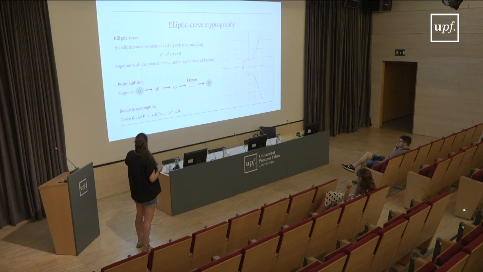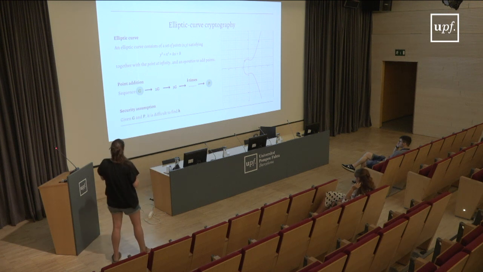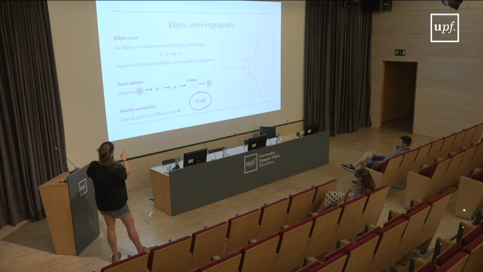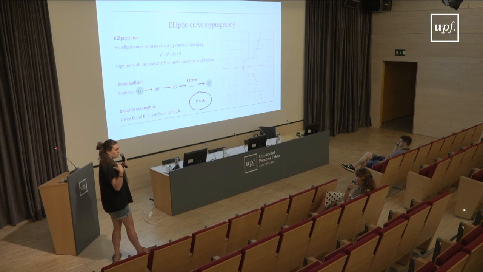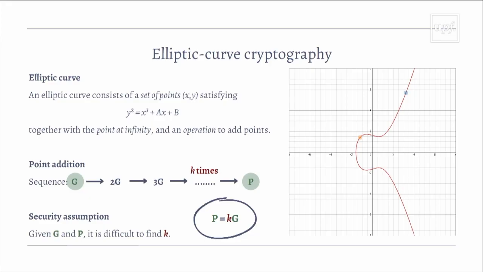And what we assume is that if we know the starting point and we know where we end up, we don't know how many times we went through the curve. And that's the discrete logarithm assumption. So if I know P and I know G that satisfy a formula like this, it's very difficult to retrieve K from here. So we usually use K as a secret key and P as a public key.